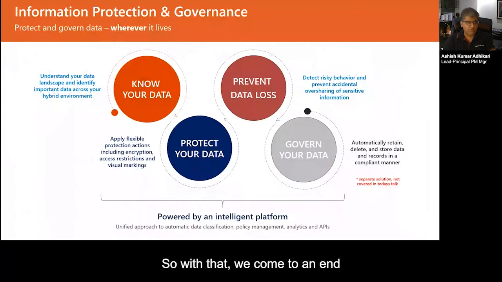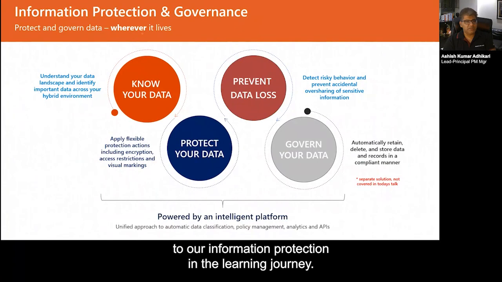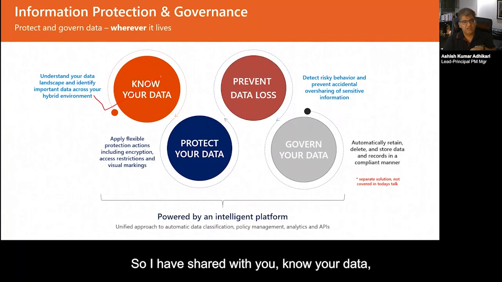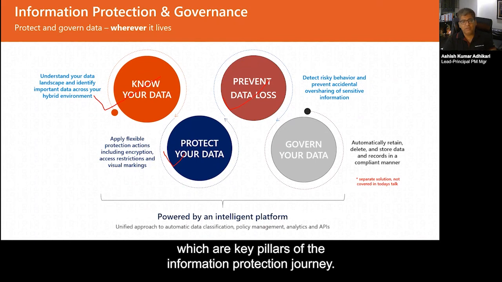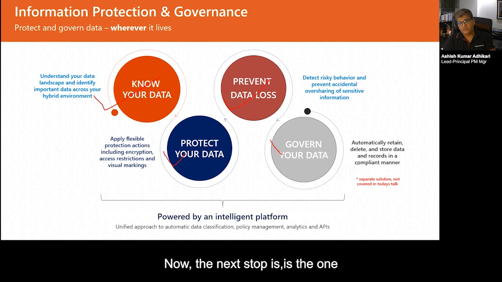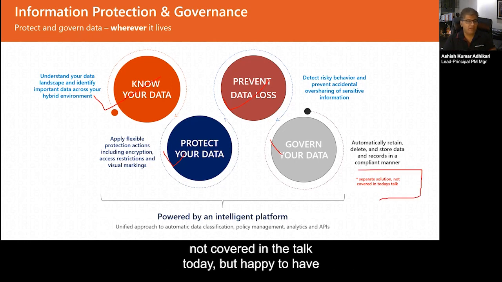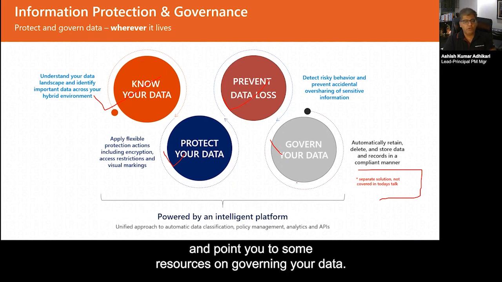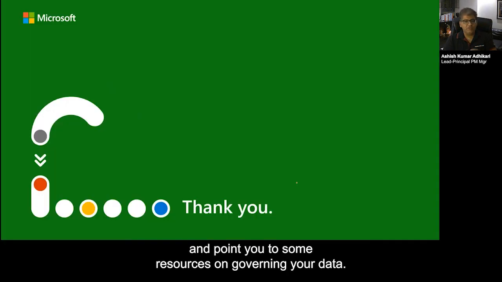So with that, we come to an end to our information protection and governance journey. I have shared with you know your data, protect your data, prevent data loss, which are key pillars of the information protection journey. The next stop is govern your data. As I said, this is a separate solution, not covered in the talk today, but I'm happy to point you to some resources on govern your data.